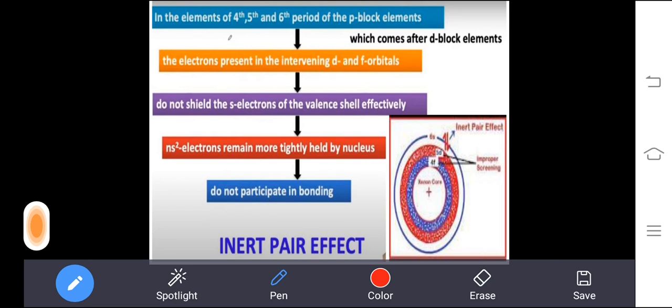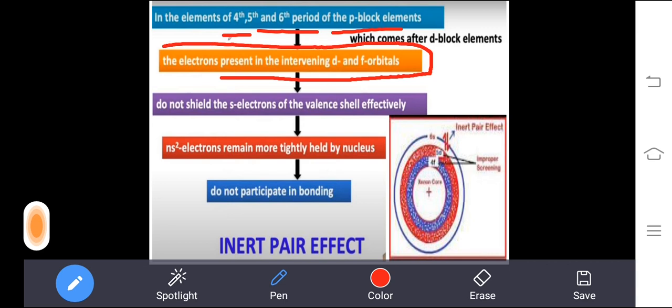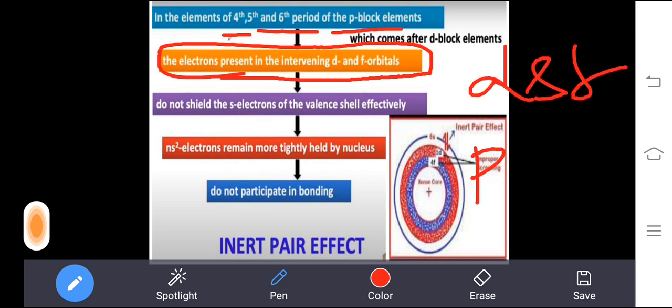In the elements of the 4th, 5th and 6th periods of the p block, which come after the d block elements, the electrons enter the d block and f block also. The electrons present in the intervening d and f orbitals, as we know, the d and f have poor shielding effect.